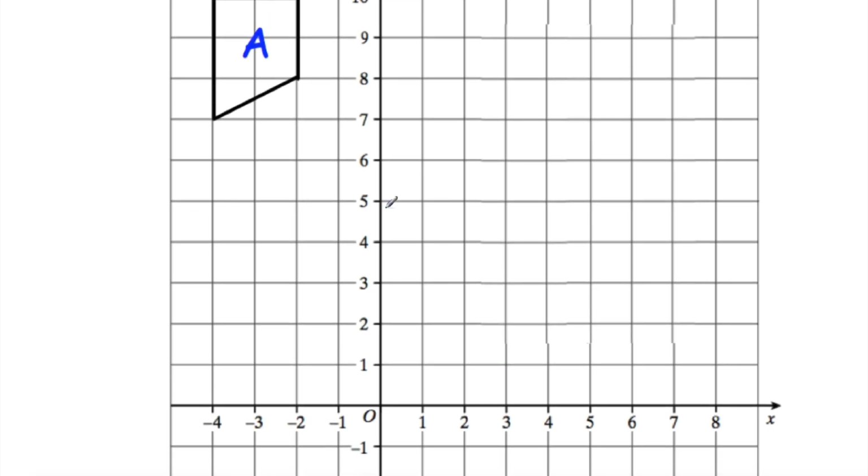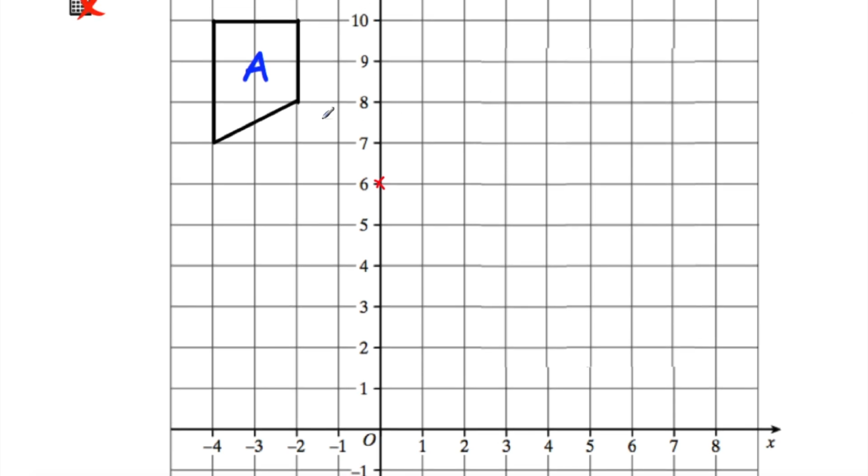So 0, 6, 0, 6 would be there. So we're going to enlarge this trapezium by scale factor -2. That means that all these points are going to be twice as far away in the opposite direction. So let's start off with this point. It's 1, 2, 3, 4 to the left and 1 up. So if we double it, go the opposite direction, that'll be 8 to the right and 2 down. So 1, 2, 3, 4, 5, 6, 7, 8 and 2 down. 1, 2 would be there.